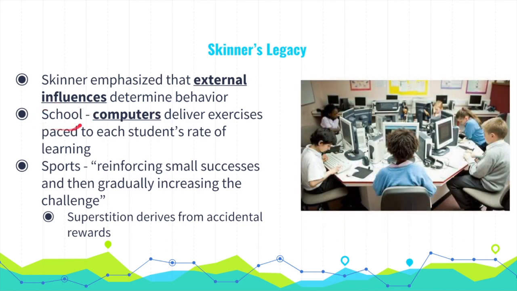Skinner's plan was to have computers deliver exercises paced to each student's rate of learning. The computers would also give immediate feedback, telling the student if he or she was correct or incorrect, and then directing them immediately to the next step.